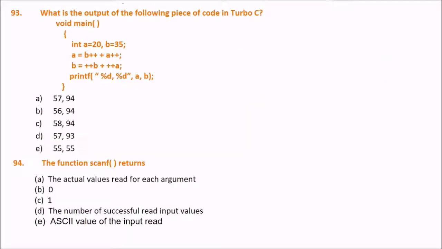Then the next question is, what is the output of the following piece of code in Turbo C? A is 20, B is 35, B plus plus plus A plus plus. Then B is equal to A plus plus, A plus plus plus A, B plus plus plus A. Print A, B. What is the answer? Because A is varying here also, the value is assigned to A and then again A is varying. Similarly, B is changing its value here also and here also. So what will be the answer? Can you find out?